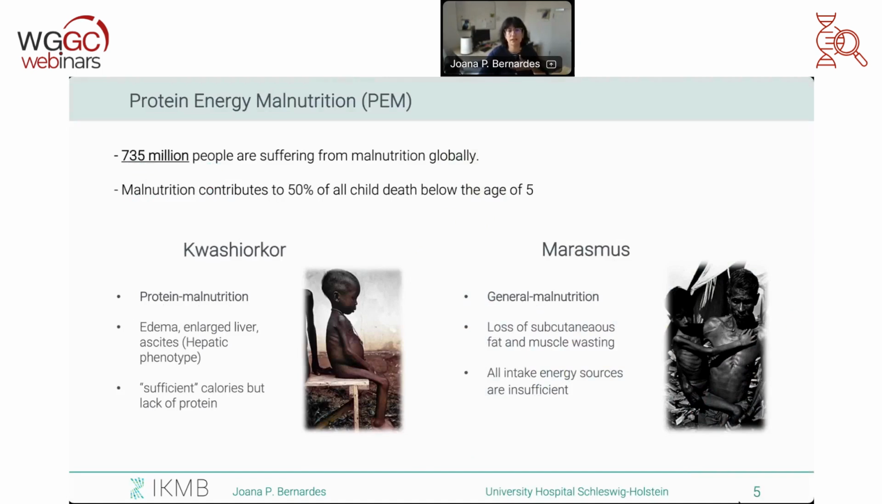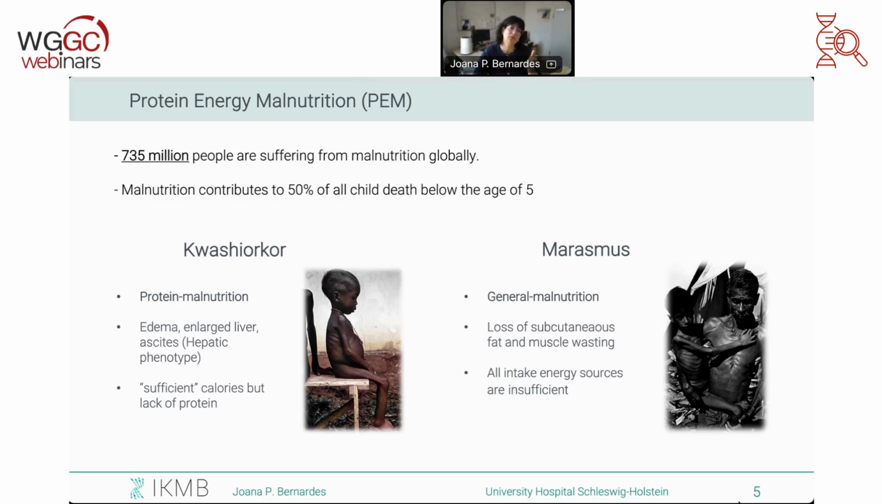And unfortunately, this normally affects children and women. And we know that 50% of all child deaths below the age of 5 are somehow related to malnutrition. So not directly, most of them, but to have symptoms and kind of like infections that are related to malnutrition in the end. And you kind of have two types of malnutrition. So you know these photos, and I'm sorry I have to show you this, but we have the kwashiorkor. This is a protein malnutrition where you have a kind of this enlarged liver, so this enlarged bellies. And you have marasmus, which is more like a general malnutrition, not only related to protein.